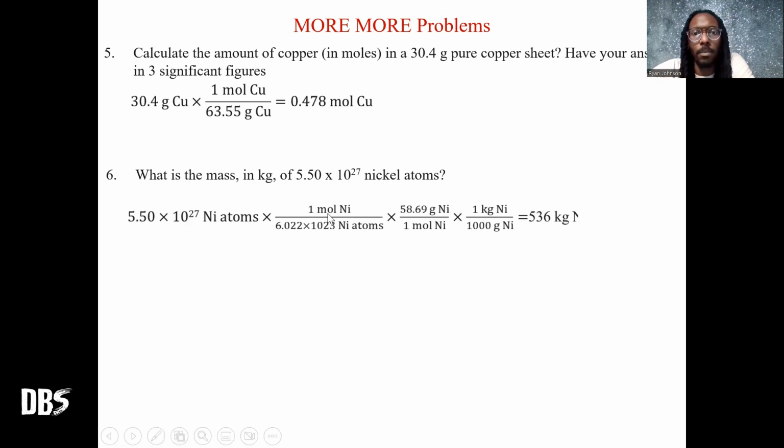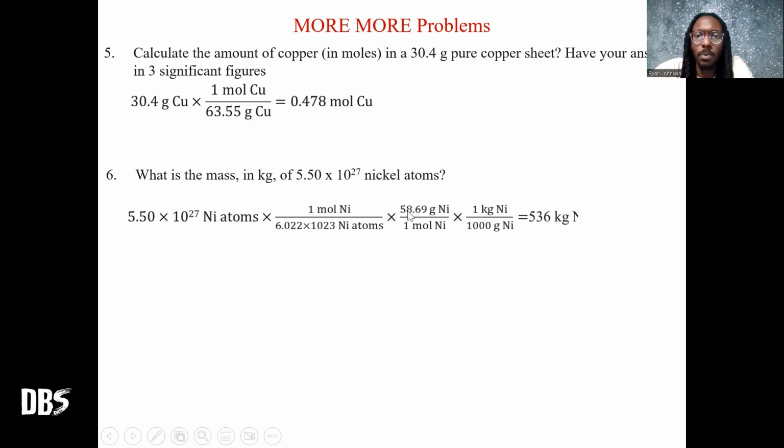What is going to help me go from moles to grams? I heard it back there. All right, molar mass. That is what we're going to have to use. So for every 1 mole of nickel, there's 58.69 grams of nickel. Our 1 mole of nickel cancels out here, and now we're in grams of nickel.